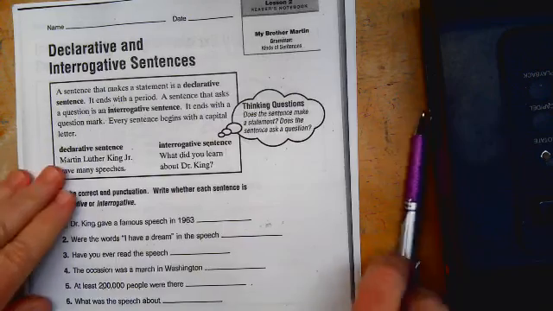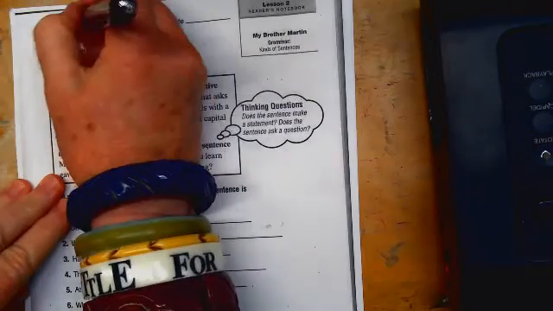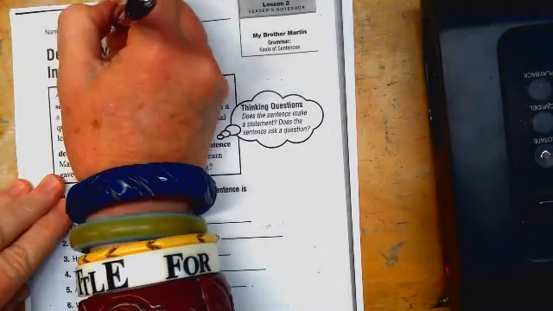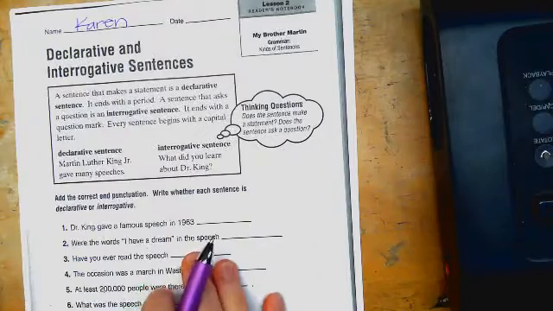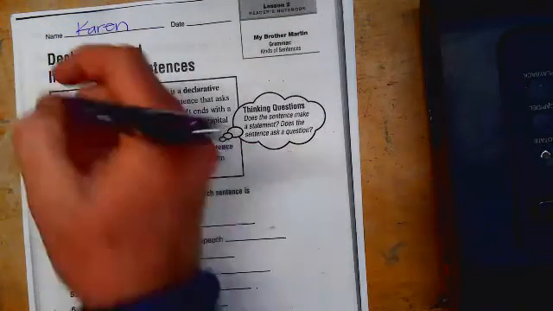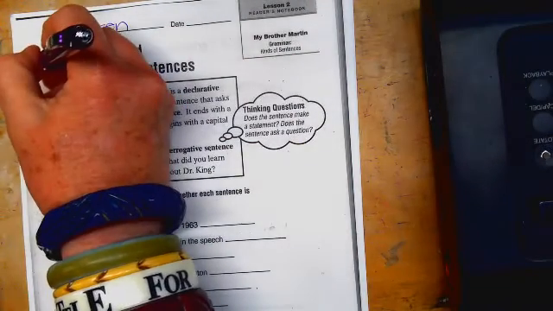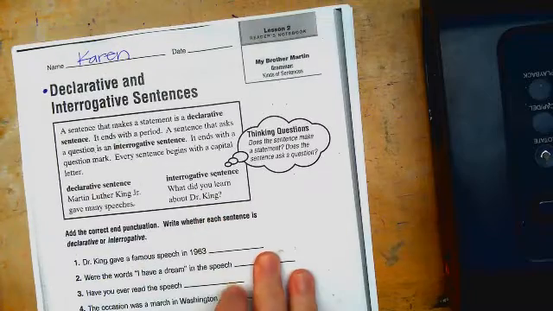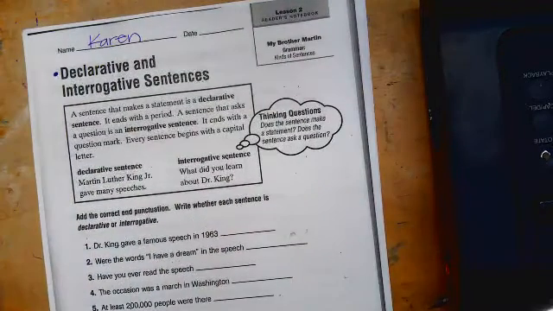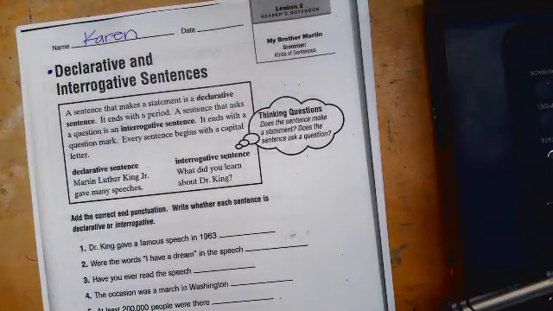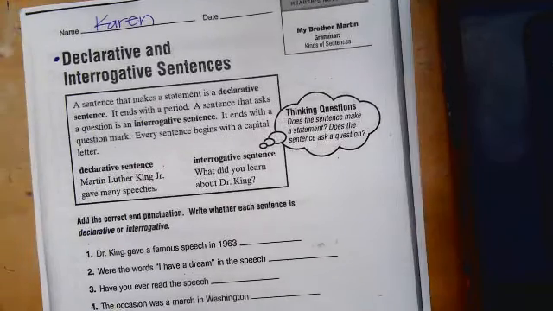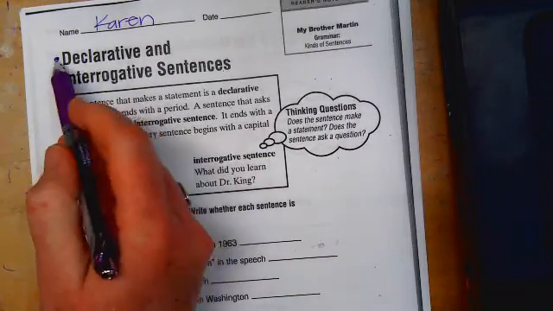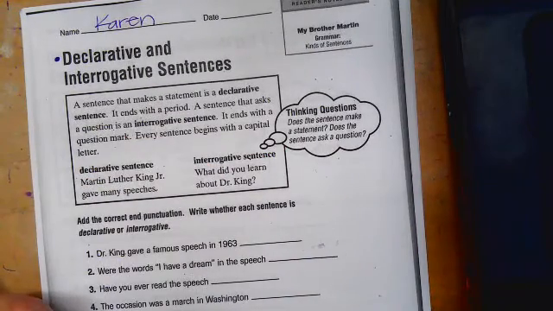And I'm going to put my name at the top first of this paper. And I'm going to tell you that declarative sentences usually end with a period. So I'm going to draw a little period right up here by declarative to remind me that I'm going to be using a period as my end punctuation. So declarative sentences almost always end in a period. They're the most simple, basic sentences that exist in the English language.